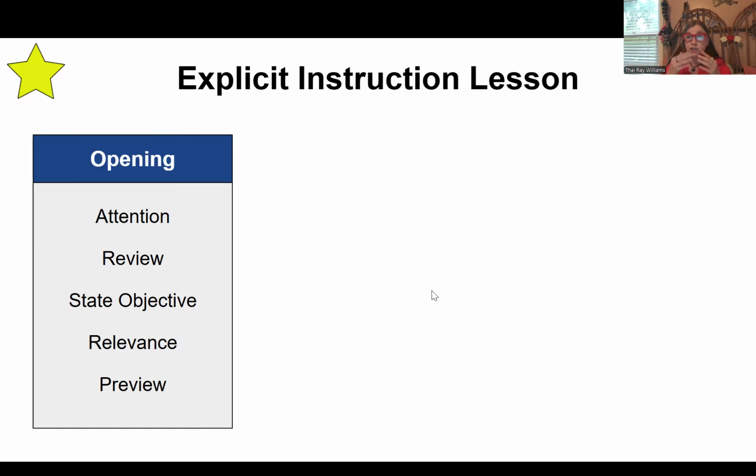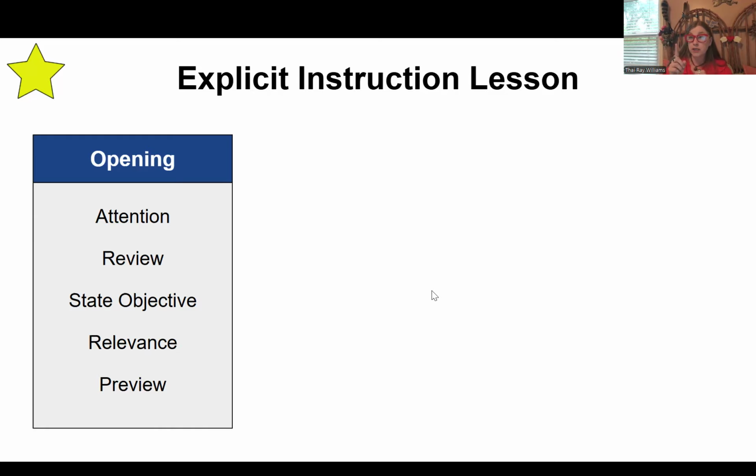So again, right now, I just want to expose you to it, and I want to start building that knowledge so that once we actually delve into each component, you're going to make those connections to your prior knowledge. So we're building that prior knowledge now. There are three main phases to an explicit instruction lesson.